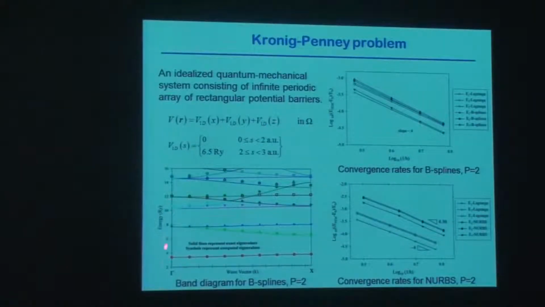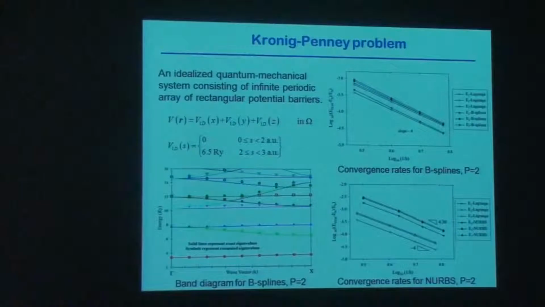This diagram is the band diagram for B-splines order 2. These are the wave vectors and energy. The solid line here represents the exact eigenvalues, and the dots represent the computed eigenvalues, and we get a good correlation with the exact values. Here is the convergence rate for B-spline order 2.